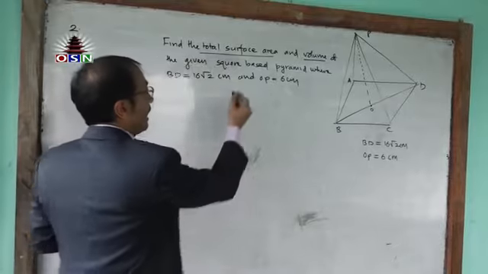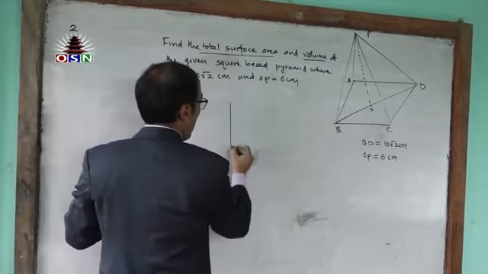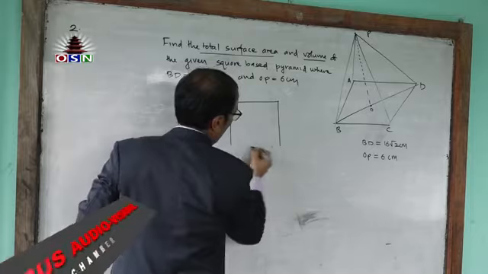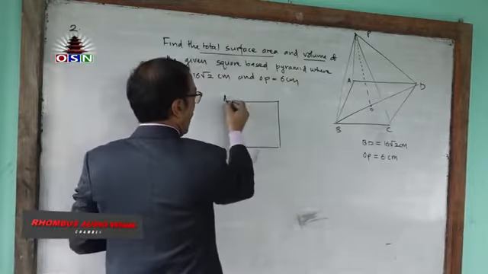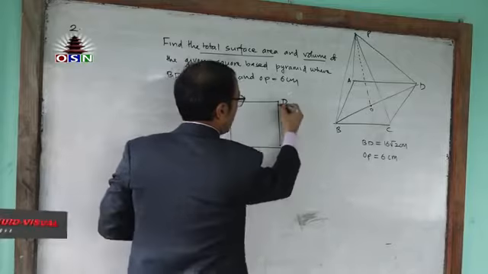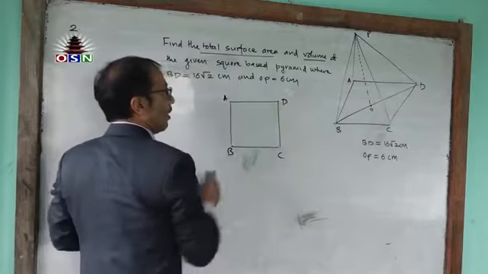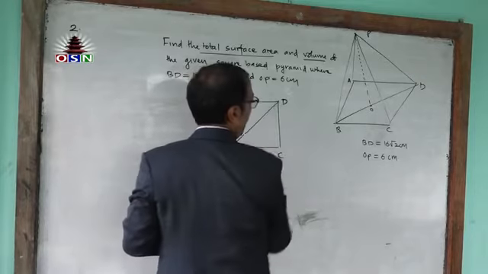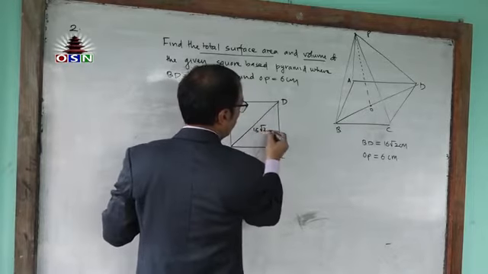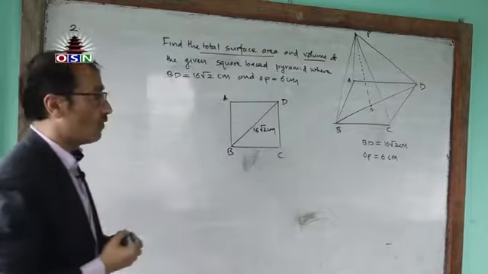Here it is said that the base is square in shape. Now let's go to the base first, A, B, C, D. This is the square base. According to the question, the diagonal BD is 16 root under 2 centimeters. This is the diagonal given for you.